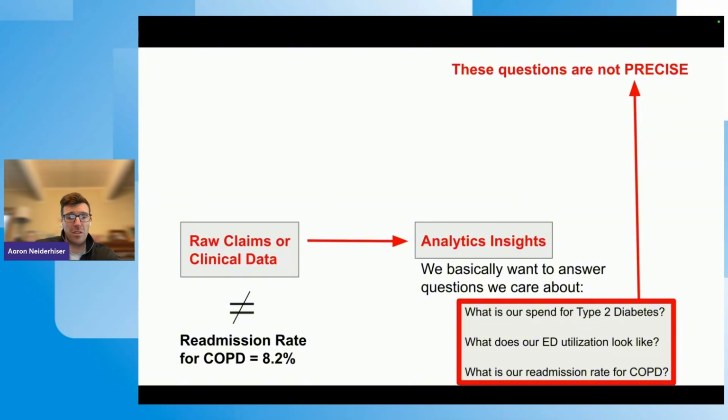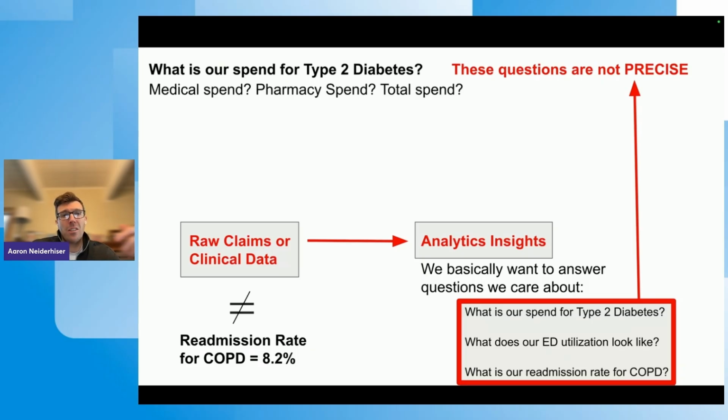These are actually not very precise questions. So just to take the first example, what is our spend for type 2 diabetes? Do we mean medical spend? Do we mean pharmacy spend? Do we mean all spend? How do you even define type 2 diabetes, right?